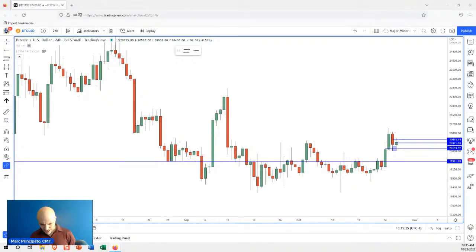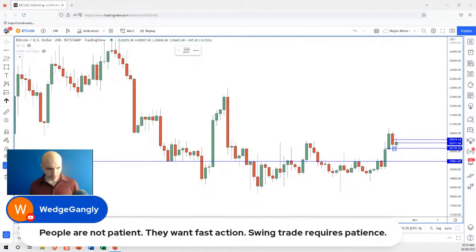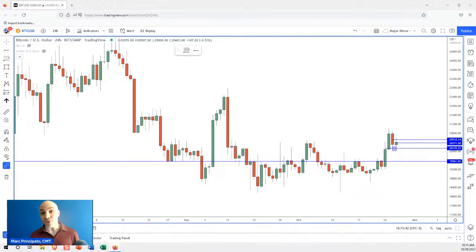People are not patient. They want fast action. Swing trade requires patience. True, a lot of patience. In fact, Bill brings up something interesting, and I have to show that. Bill says people are not patient, they want fast action, right? Swing trade requires patience. Patience is actually the key behavior in this game.